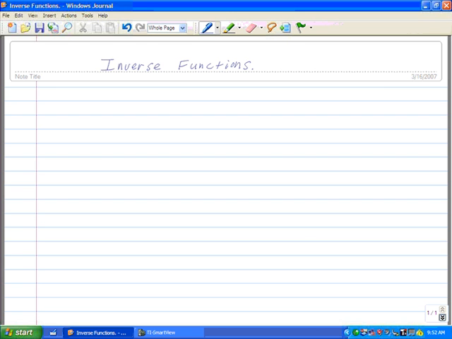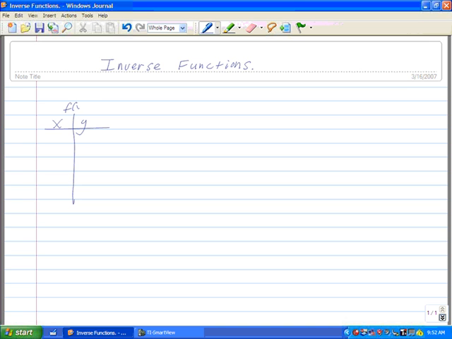The next thing we need to look at is something called inverse functions. A lot of people think of inverses as meaning "opposite of," and that's not an entirely bad way to look at it, but it's not always the best way, not a perfect way to look at it. Now let's just start off with a table of values.